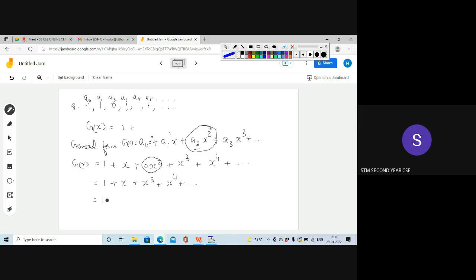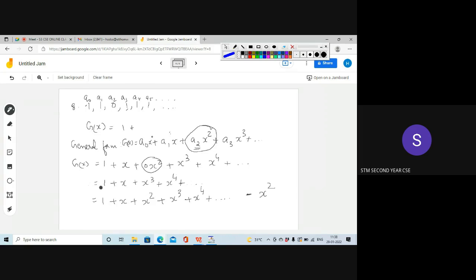That is, it is equal to 1 plus x square. I'm going to add that term purposely, plus x cube plus x raised to 4 plus etc. And since this term was not there in the sequence, I'm going to subtract it at the end. Now this becomes equivalent to this.